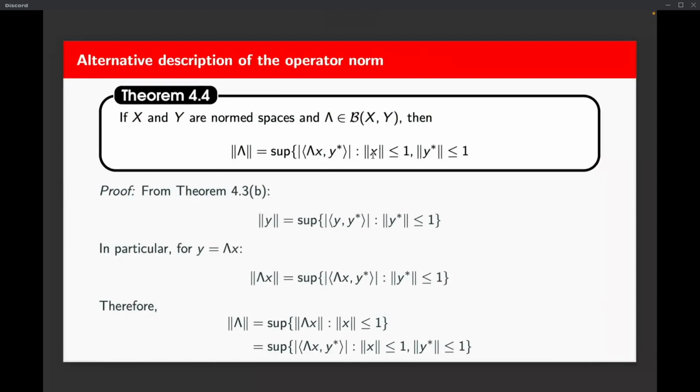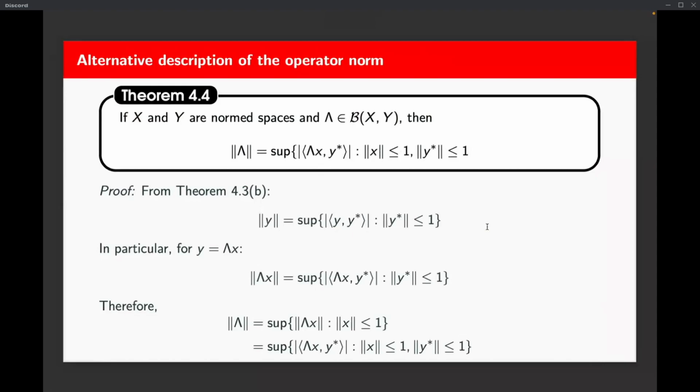And then if we take the supremum over all x's in the closed unit ball of X, and over all Y stars in the closed unit ball of capital Y star, then that actually gives us the sup norm, the operator norm for lambda. And this actually turns out to be quite a simple proof, so I went ahead and wrote it down here.